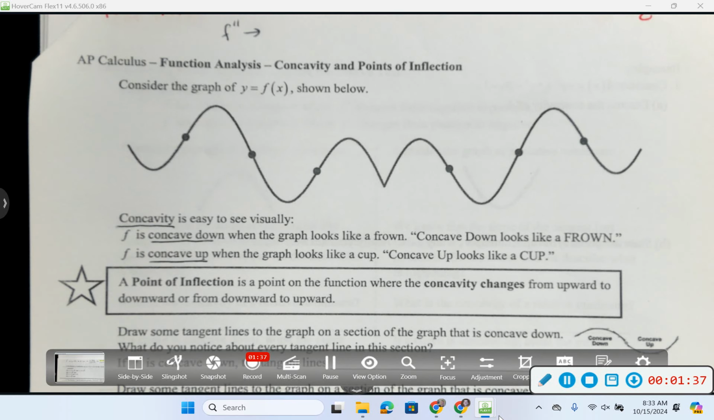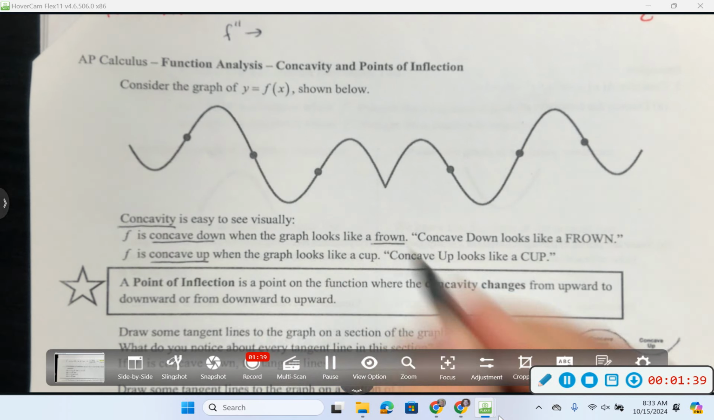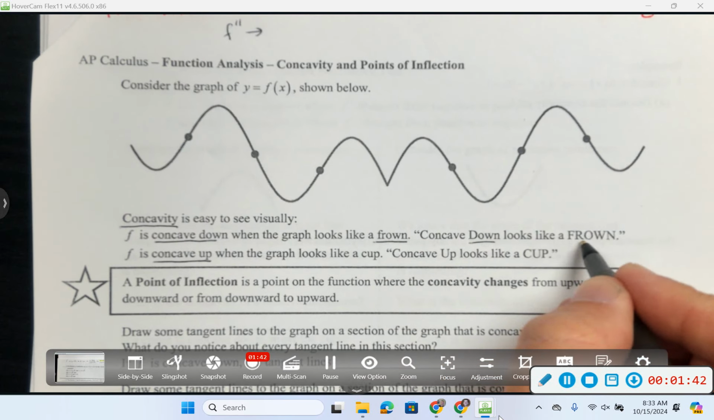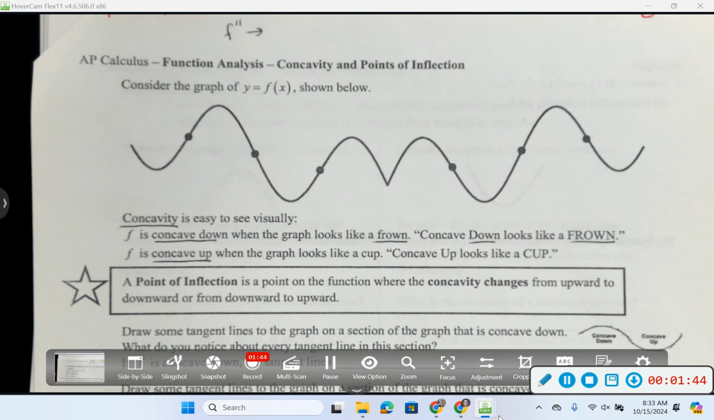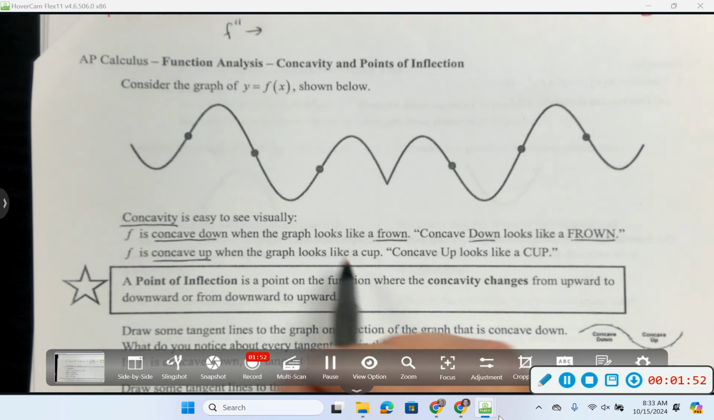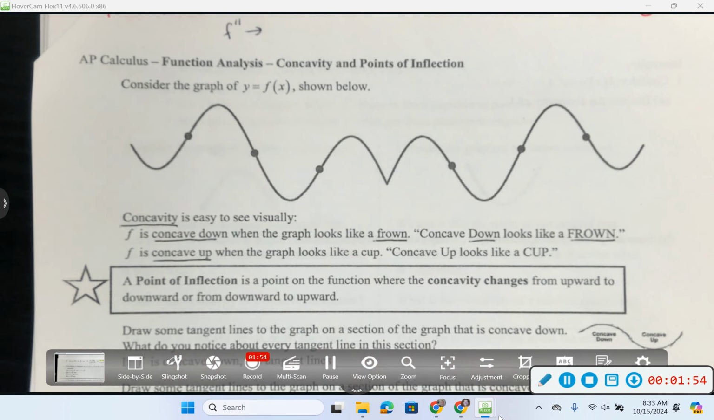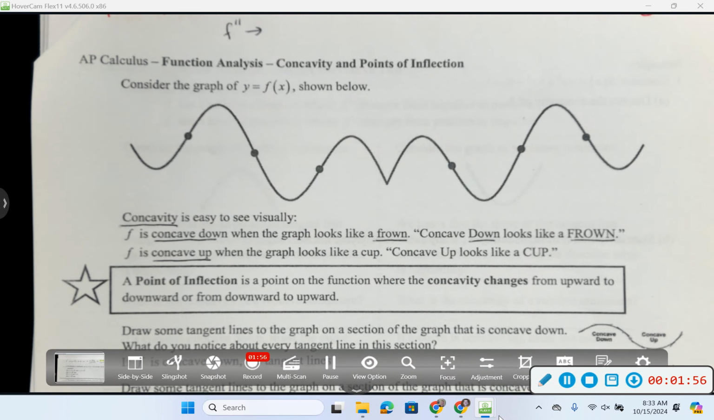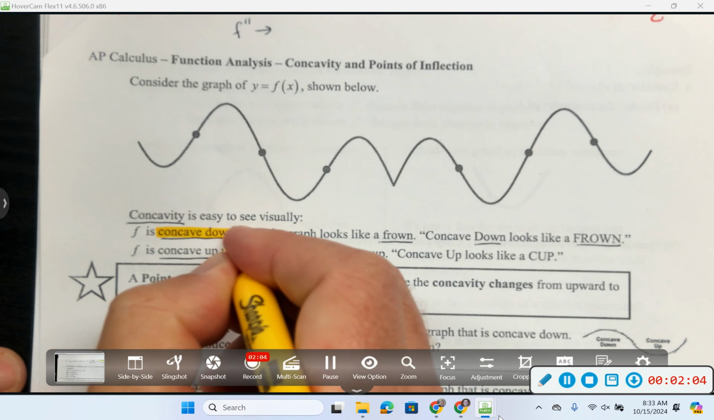And I think it makes sense. Concave down is like a frown. So it rhymes. Down like a frown. Concave up like a cup. Concave up could hold water. Concave down, you'd be dumping out the water. It's another way to think of it. And so again, visually, it's pretty easy to see. Why don't we do the thing we did earlier where we highlight some things? Let's highlight all of the concave down parts with one color.